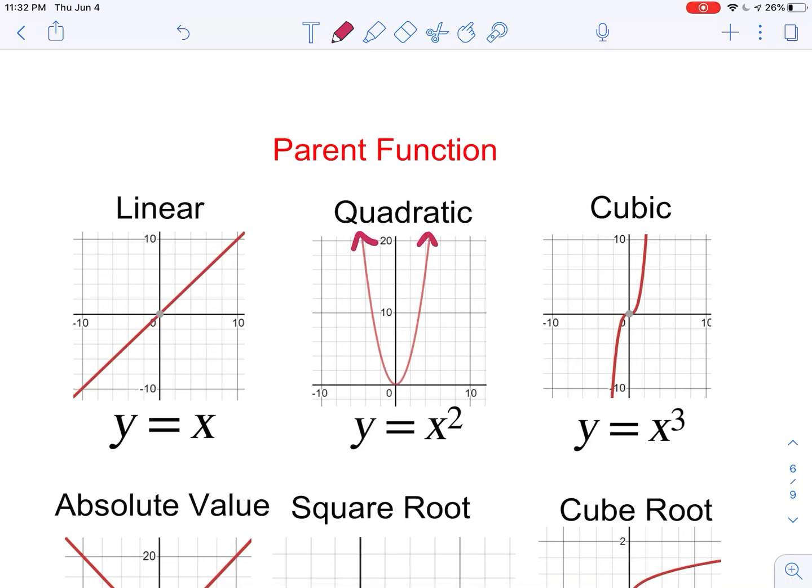All of those things are going to be changes we make to parent functions. Okay, quadratic functions, hopefully you remember, give the shape of a parabola. Okay, and the most basic thing you need to be considered a quadratic function is that x squared. So that is your parent function. Again, this can flip, this can shift. So we're going to talk about how that happens.